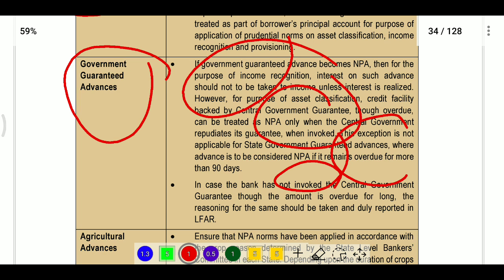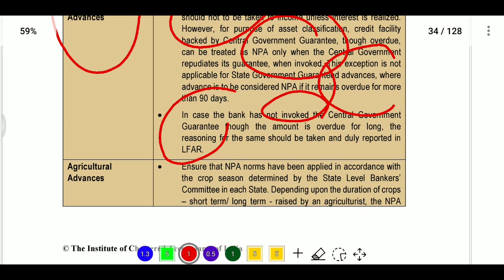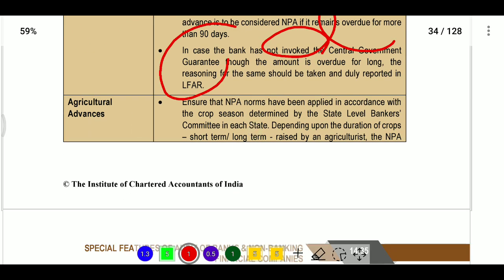In case the bank has not invoked the central government guarantee though the amount is overdue for long, it should be duly reported in the LFAR. Even if the central government has not been invoked and has not paid any amount, we need to report it in the LFAR, or long form audit report.